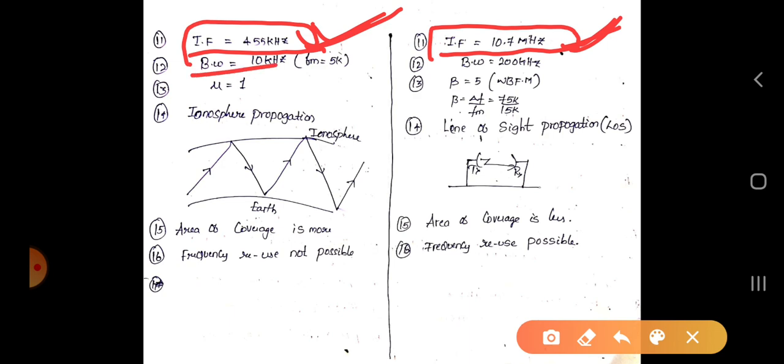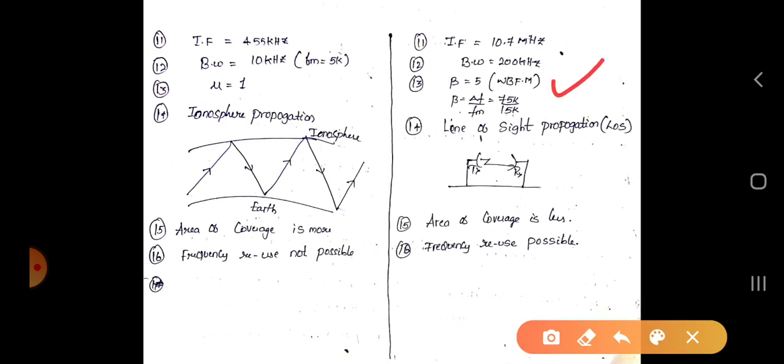And the bandwidth, we know that for the AM signal, bandwidth is equal to 2 into fm, and the message signal frequency we are considering is 5 kilohertz. Therefore, the bandwidth is 10 kilohertz in the AM signal. And for FM, the bandwidth is equal to 200 kilohertz. I have already explained it. The modulation index we are considering for AM is mu equal to 1, and for the FM receiver, the modulation index is 5, that is wideband FM. And we know that beta is equal to delta f divided by fm, where delta f is the frequency deviation, which we are considering as 75 kHz, and the message signal frequency at the input is 15 kilohertz.